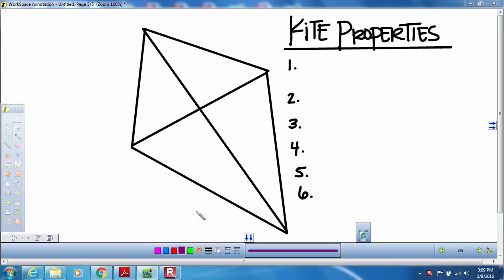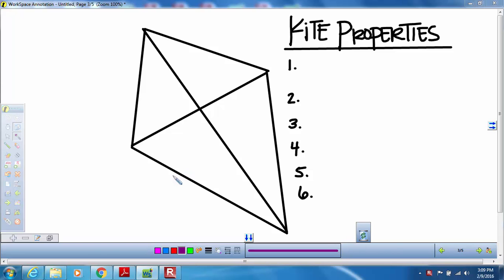We have discussed the properties of 4 types of quadrilateral so far: the parallelograms, rectangles, rhombi, and squares. All of these had the properties of the parallelograms and were categorized in the family of parallelograms. The 5th type we're going to discuss today is a kite. The kite does not fall under the umbrella of a parallelogram.